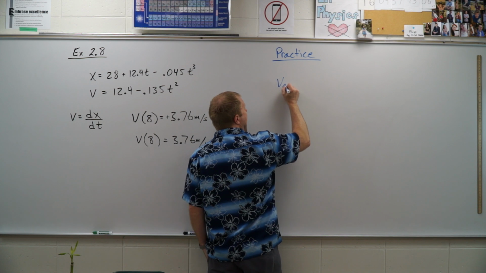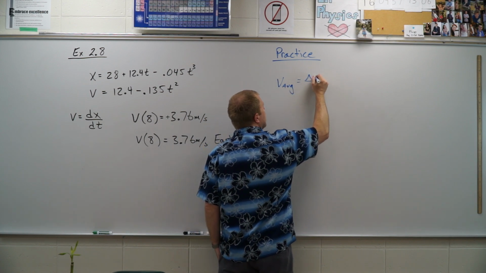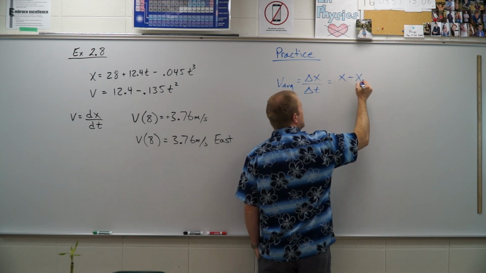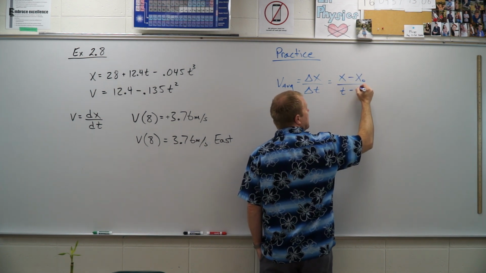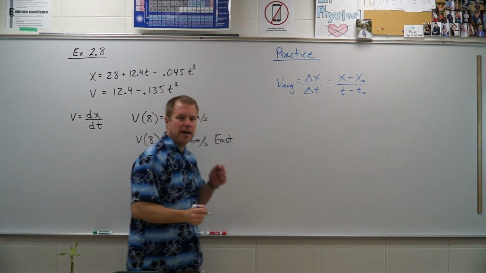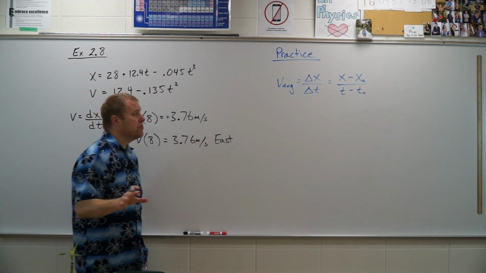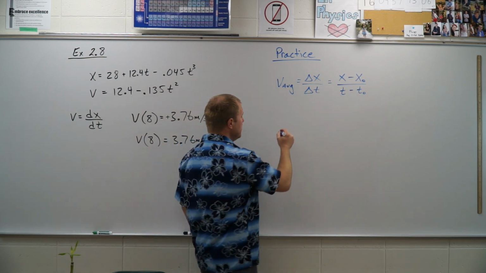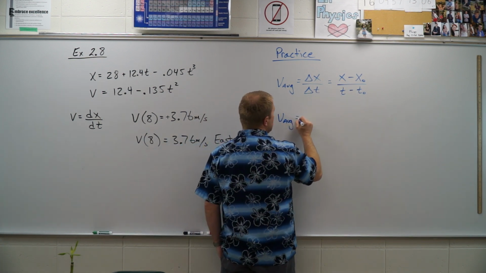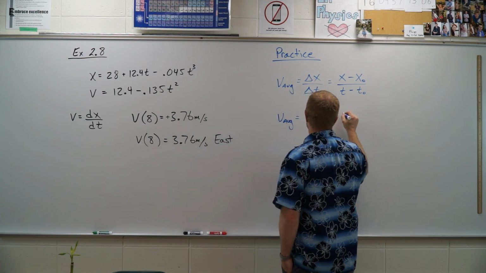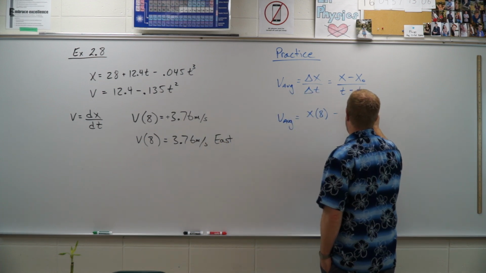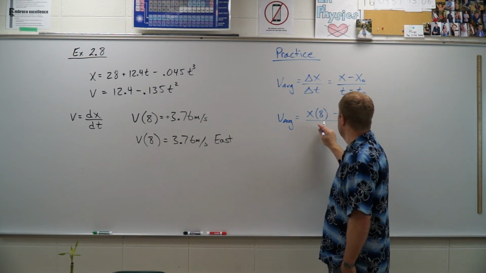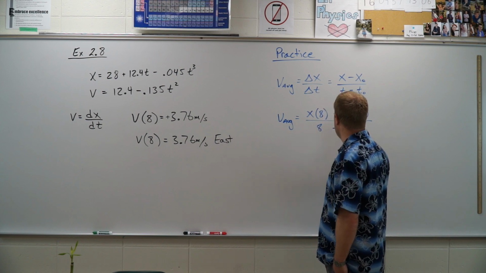So V average is my displacement divided by my time. So I need to find my final position minus my initial position, divided by my final time minus my initial time. In order to find average velocity, I'm going to need a position function. So what you should have done here for V average is find the position at 8 seconds minus the position at 0 seconds, all divided by the 8 seconds minus the 0 seconds.